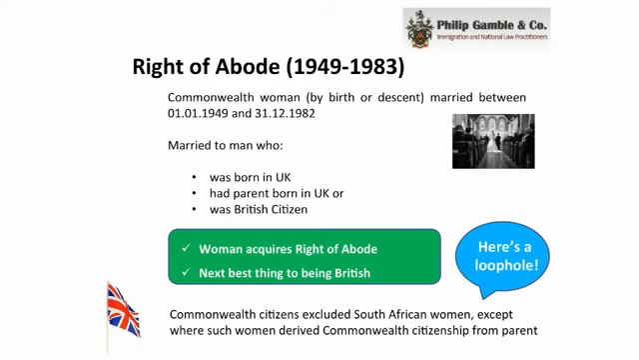Now, that covers marriages up until the 1st of January 1949. After the 1949 period, and up until 1983, a separate provision comes into force, and it allows women to acquire status from British men in this later period. The status acquired is called the right of abode. The right of abode is what I would describe as being the next best thing to being a British citizen.